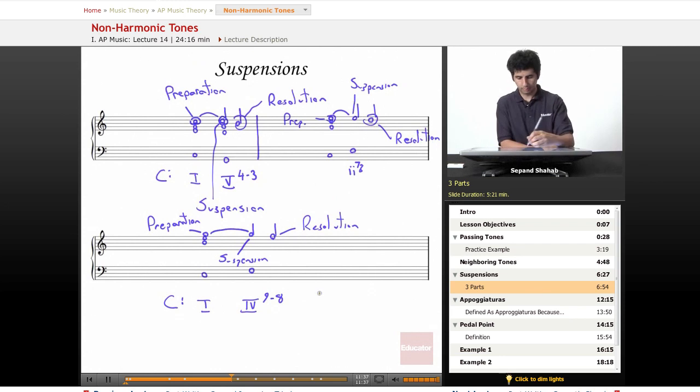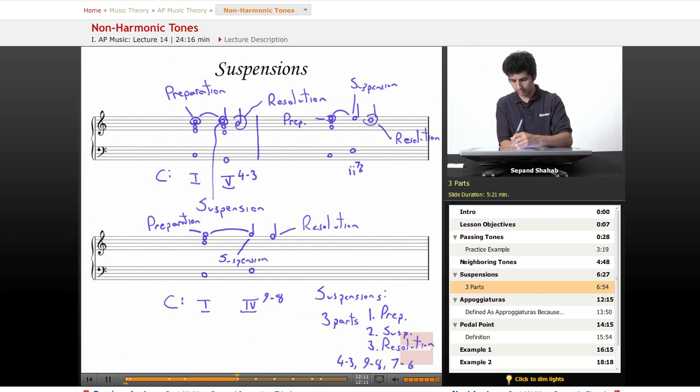So just to recap about suspensions here. They have 3 parts. First is the consonant preparation. Second is the suspension. And third is the resolution. And the 3 suspensions that we tried out here are the 4/3, the 9/8, and finally the 7/6.